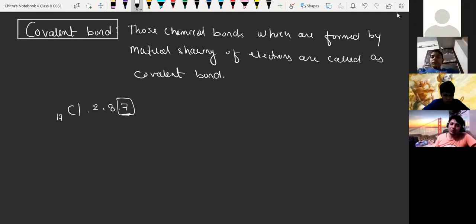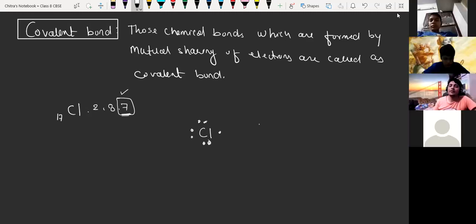It may gain or may share 1 electron. So I'm just going to represent outermost shell electrons only. Suppose this is the chlorine and these are the outermost shell electrons: 1, 2, 3, 4, 5, 6 and 7. Now we have another chlorine atom. This next chlorine atom will also have 7 electrons in its outermost shell: 1, 2, 3, 4, 5, 6 and the last is 7.